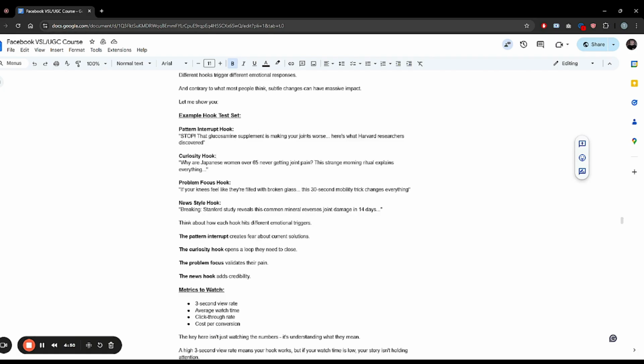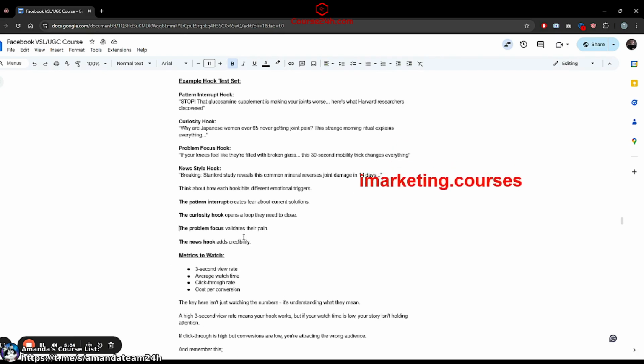So think about how each hook hits different emotional triggers. The pattern interrupt creates fear about current solutions. The curiosity hook opens a loop they need to close. The problem focus validates their pain. And the news hook adds credibility.